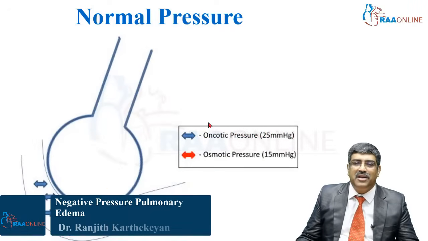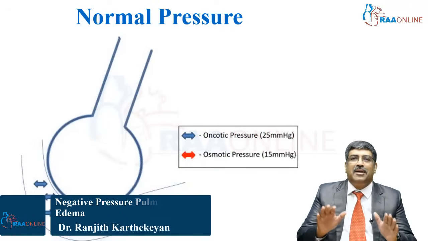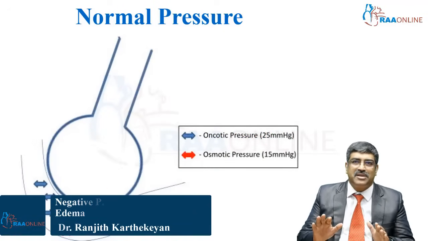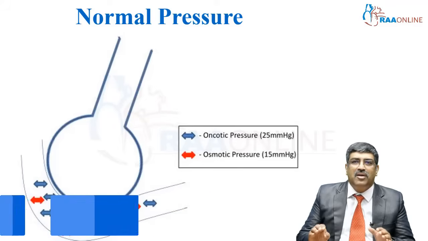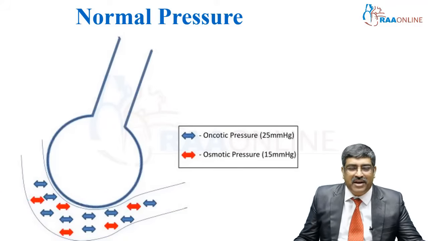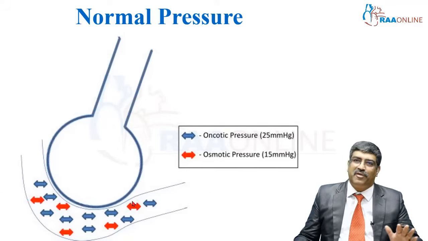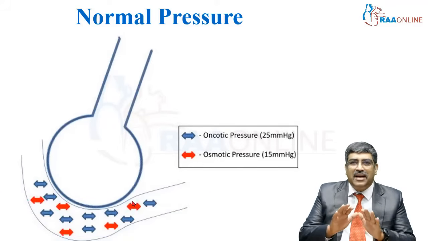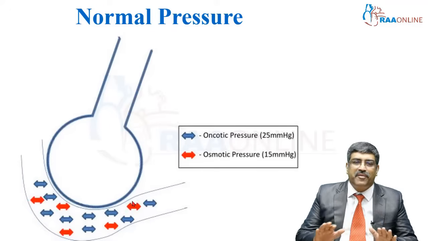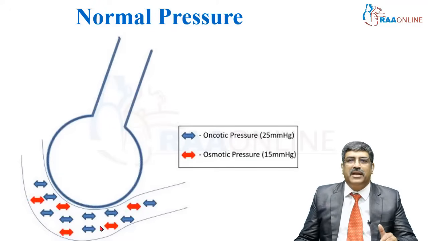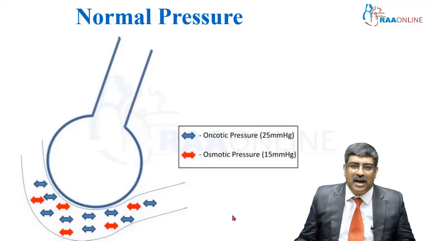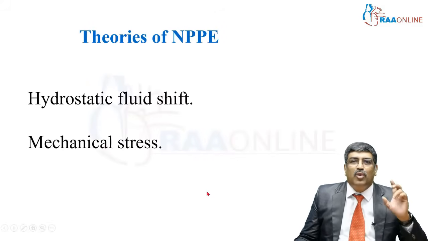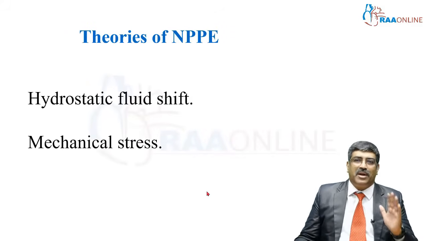There is a fine balance between the oncotic pressure and the pulmonary capillary hydrostatic pressure. Even with subtle alteration, there is a lymphatic drainage which removes the fluid from the alveoli. So, it is a delicate balance which prevents the fluid from the pulmonary capillaries going into the alveoli. So, how does this negative pressure pulmonary edema happen?